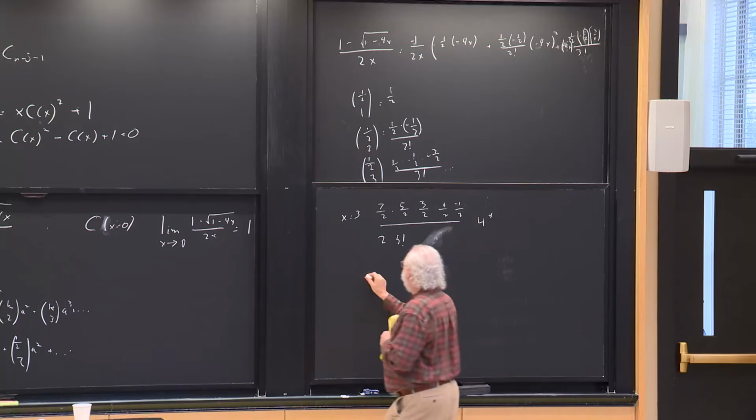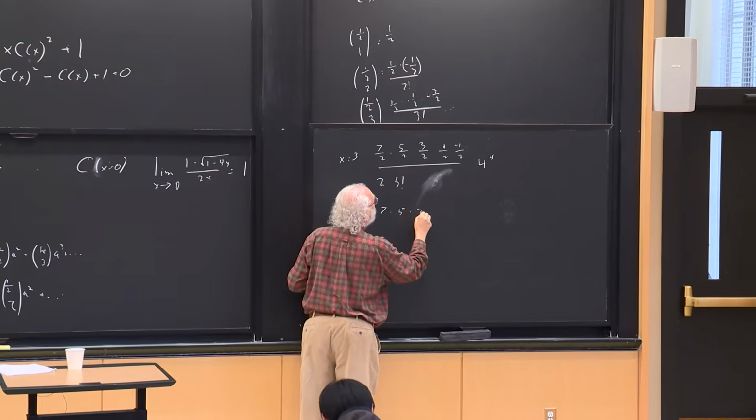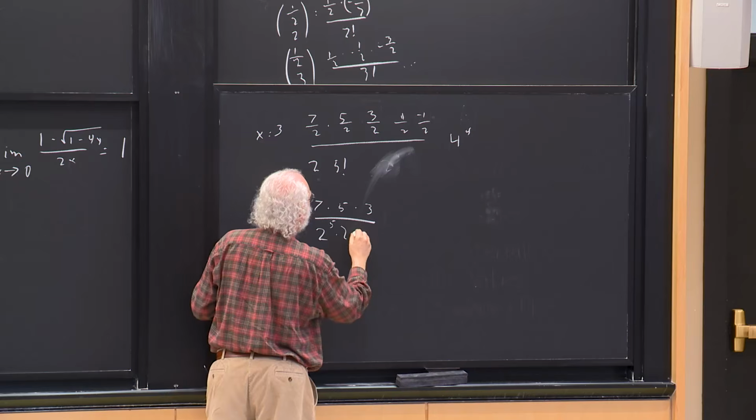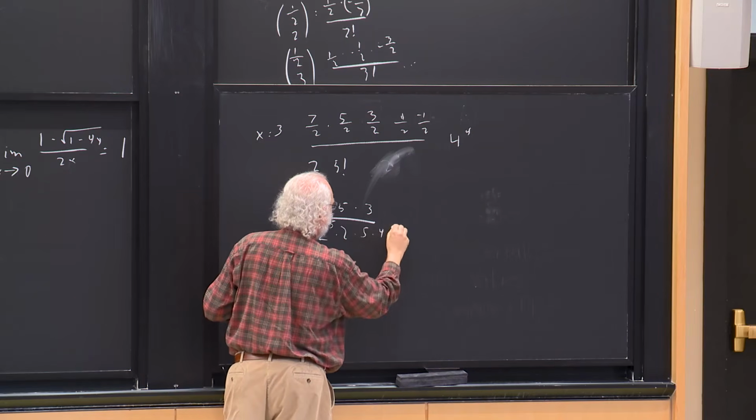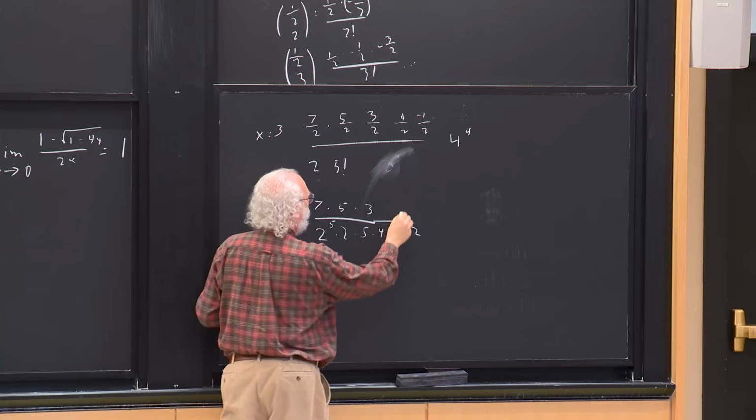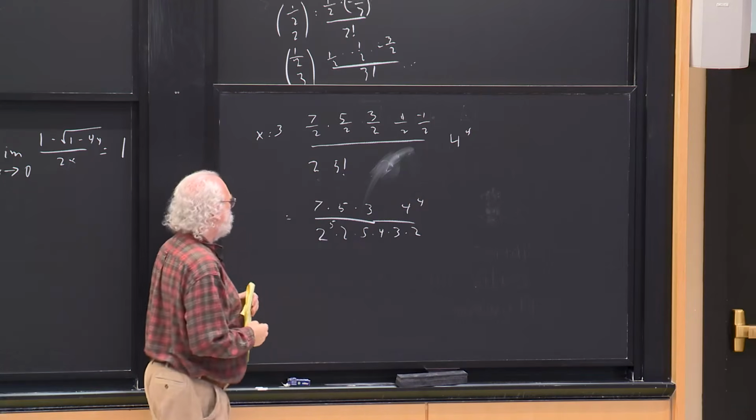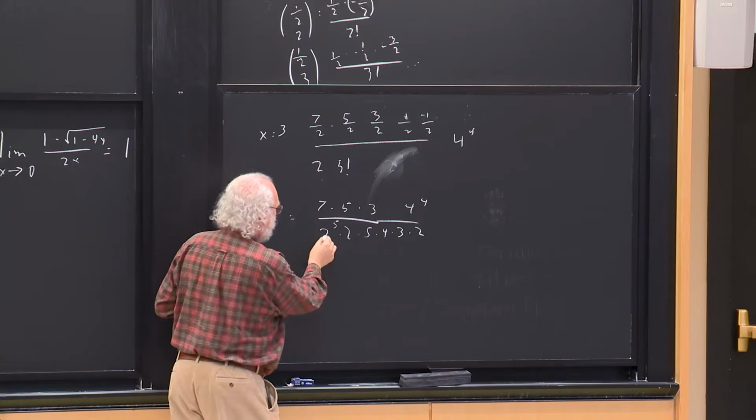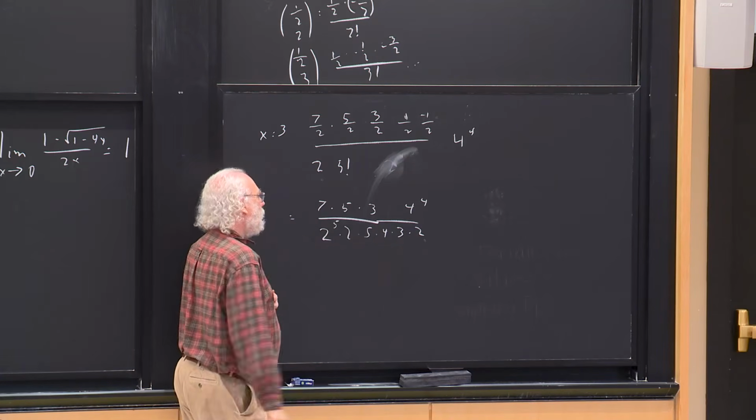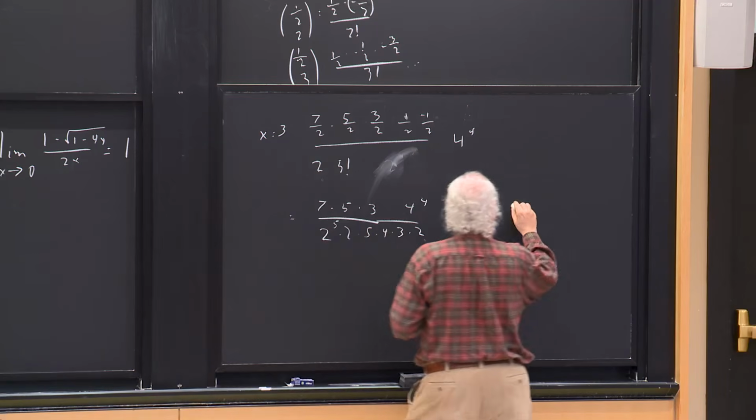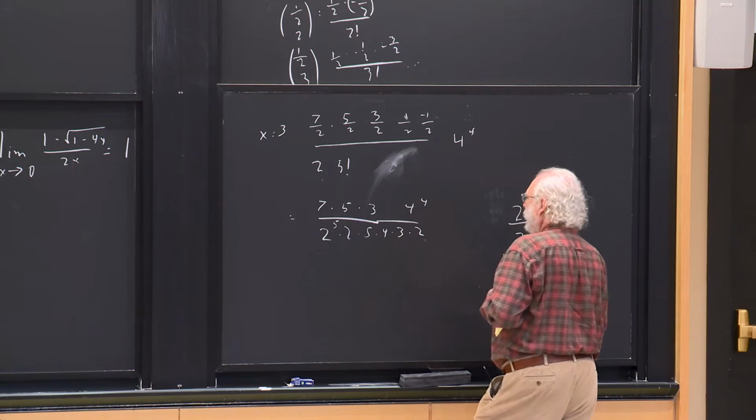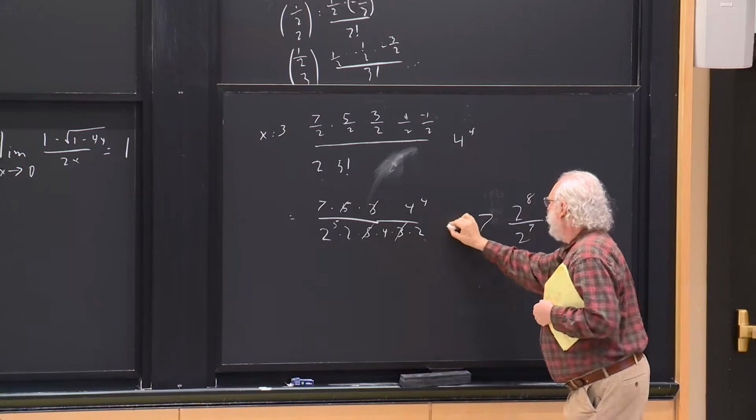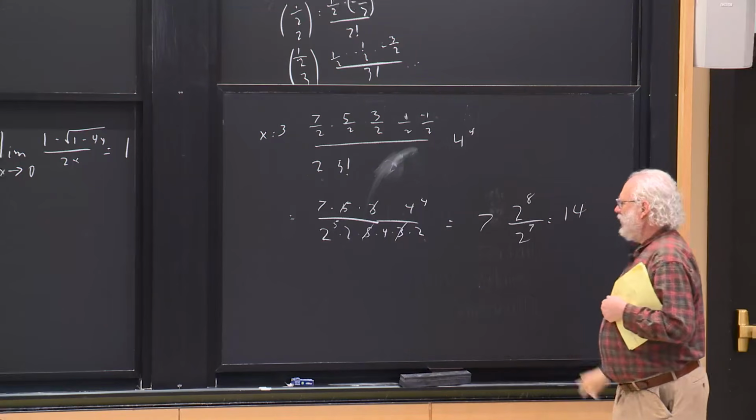So, okay, so what is this? Top is 7 times 5 times 3 divided by 2 to the 5th times 2 times 5 times 4 times 3 times 2. And there's a 4 to the 4th up here. So there are 5, 6, 7 2's on the bottom and 8 2's on the top. So that's 2 to the 8th over 2 to the 7th. And the 3 and the 5 cancel out, and you get 7 times 2 equals 14. So we did this right.